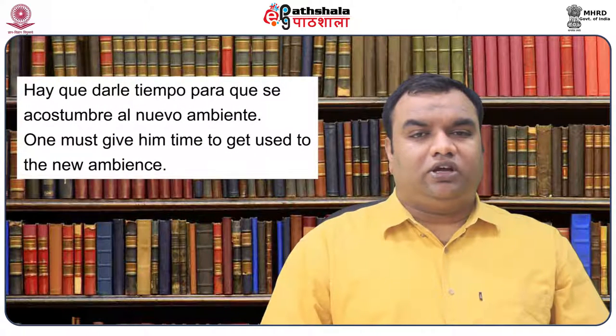Let us take another example. Lo hago en secreto de modo que ellos no se enteren. The English version is, I do it secretly so that they don't come to know about it. Next example is, hay que darle tiempo para que se acostumbre al nuevo ambiente. The English version is, one must give him time to get used to the new ambience.